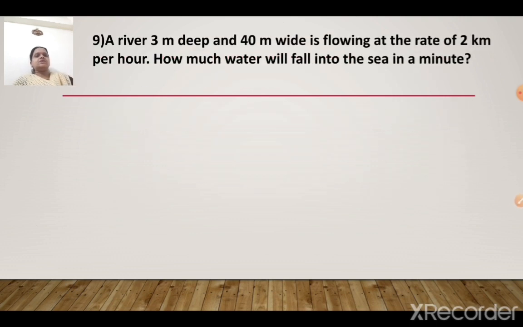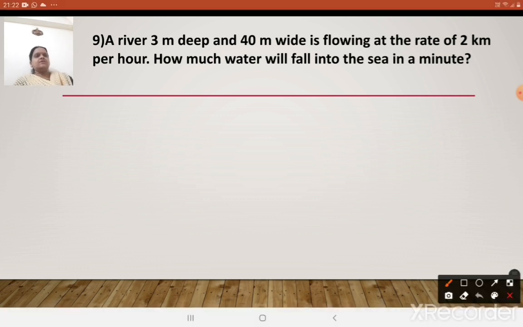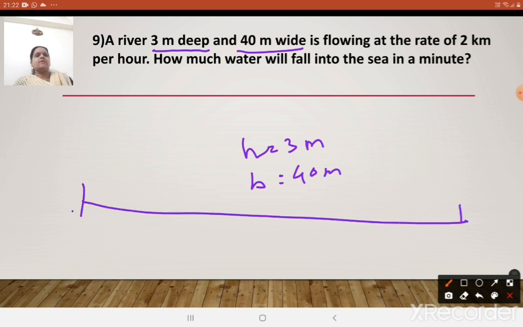A river 3 meter deep and 40 meter wide is flowing at a rate of 2 km per hour. How much water will fall into the sea in a minute? Now again, understand this sum first. The river is 3 meter deep. That means this is given as a height, h is given as 3 meter. Wide 40 meter, so that means breadth is given as 40 meter. So how much have they covered? That will become the length. So we want to find the length, but what is given? The rate of flowing is given as 2 km per hour.